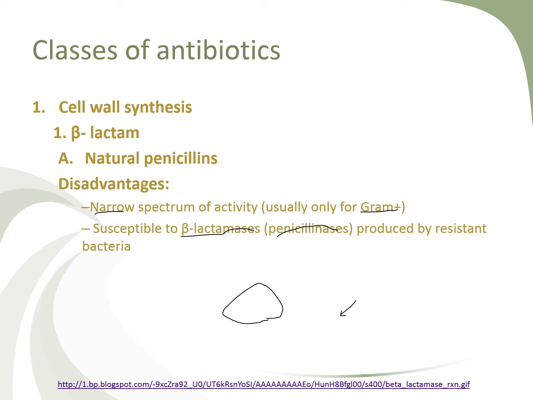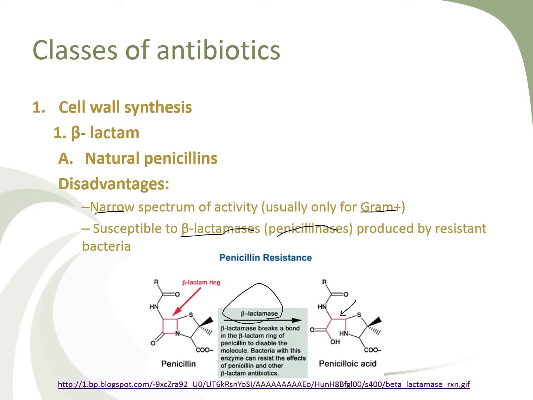What does that do? Here I have my penicillin, my antibiotic. This is my chemical structure. What the beta-lactamase of the bacteria does is break down the beta-lactam ring, so my antibiotic loses that function. Okay, so I have my beta-lactam here, and then the beta-lactamase of the bacteria breaks down my antibiotic. Then my antibiotic is going to lose its function.